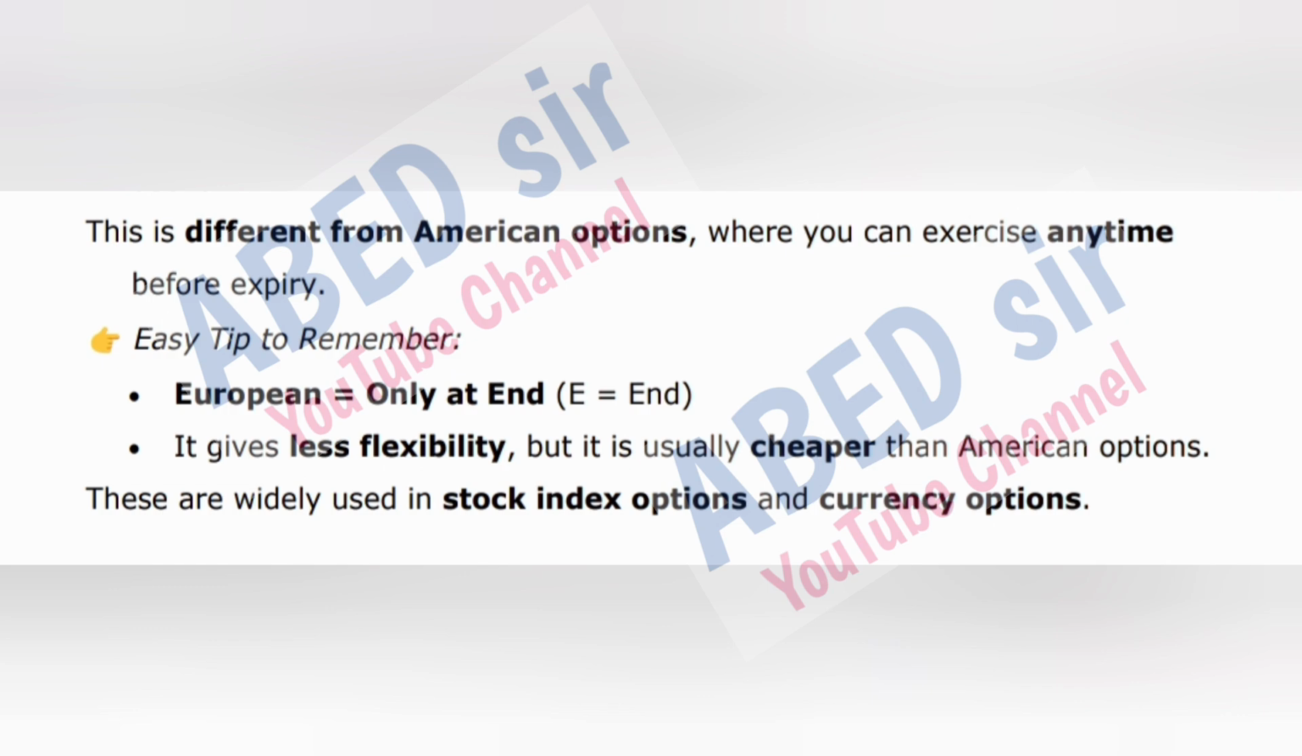This is different from American options, where you can exercise anytime before expiry. Easy tip to remember. European is equal to only at end, E is equal to end. It gives less flexibility, but it is usually cheaper than American options. These are widely used in stock index options and currency options.